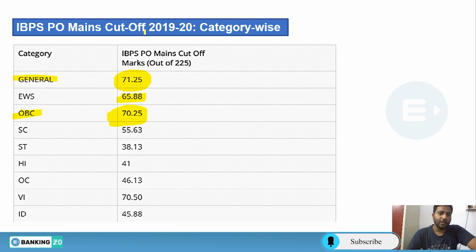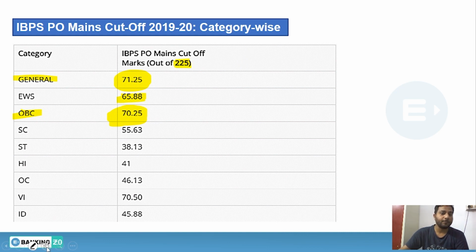All right. Now, you can easily have a look at that and realize that you don't have to go, because look at the marks. The marks is the maximum marks. It is 225, and all you need is 70 point something.